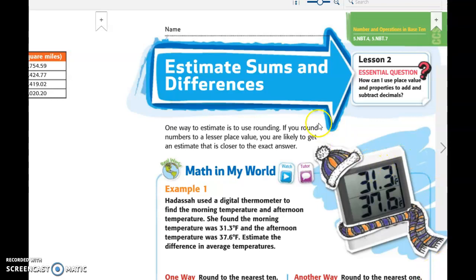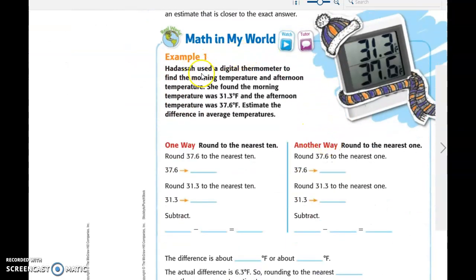Okay, so we are starting estimating sums and differences. One way to estimate is to use rounding. If you round numbers to a lesser place value, you are likely to get an estimate that is closer to the exact answer. So let's see what that means, okay? Does somebody want to read our Math in My World example?